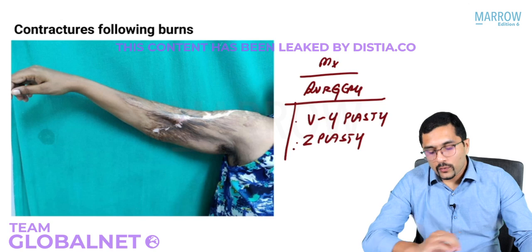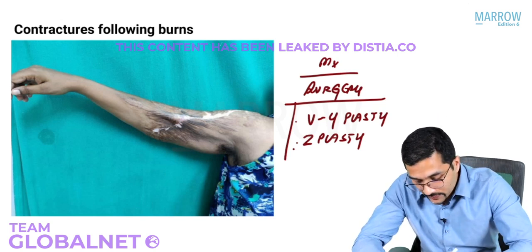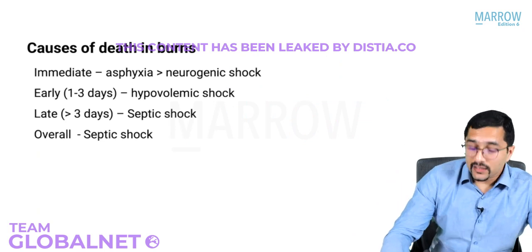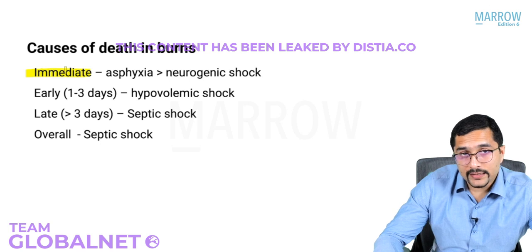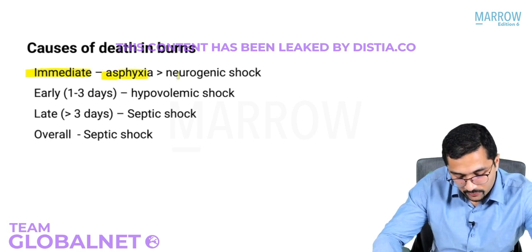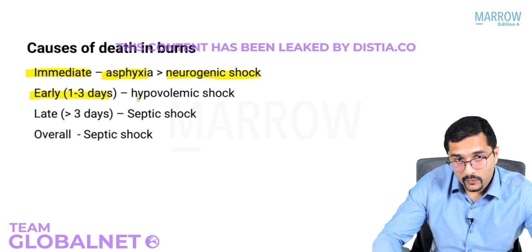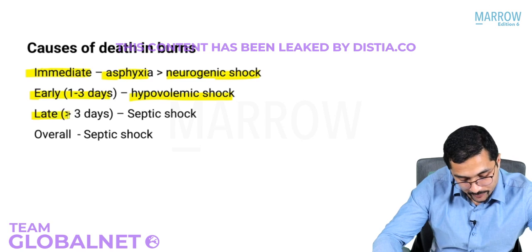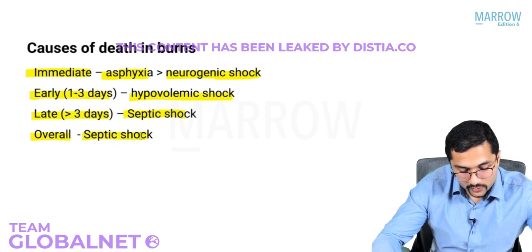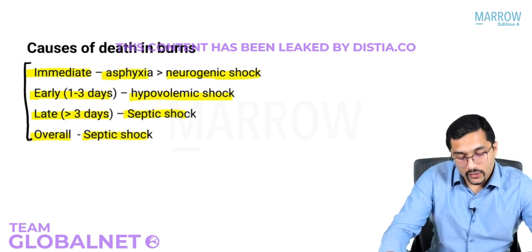A very common question which is asked in the exam is the causes of death following burns. And these have been asked frequently. The most commonly asked is, immediate, which is asphyxia more than neurogenic shock. Early, in 1 to 3 days, it is hypovolemic shock. After 3 days, it is septic shock. And overall also it is septic shock. So these 4 one-liners you should know for your exam.